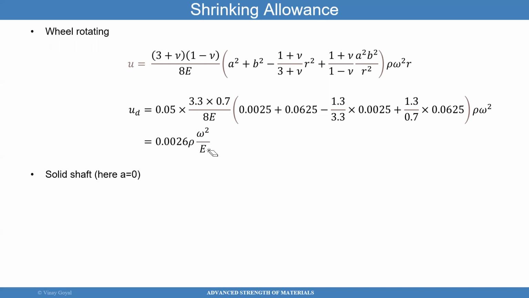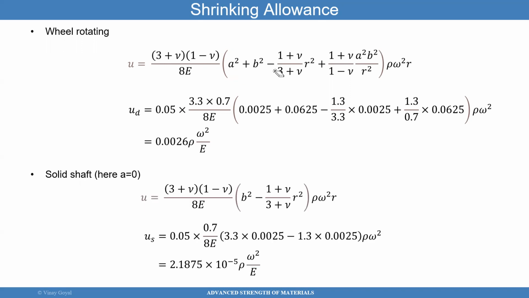squared divided by E. But for the solid shaft, I can use pretty much the same equation here at the top, knowing that A is 0 there. So A is 0 because it's a solid shaft. There's no inner radius. So use the same equation. And you can see when A is 0, you get basically that equation. When you plug in all the numbers for that solid shaft, you get that the radial deflection is going to be this much.